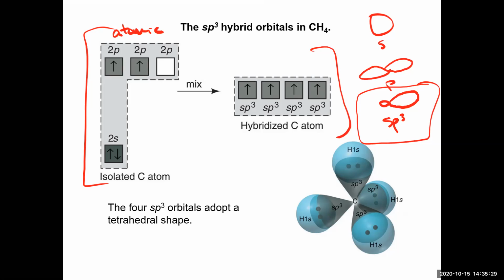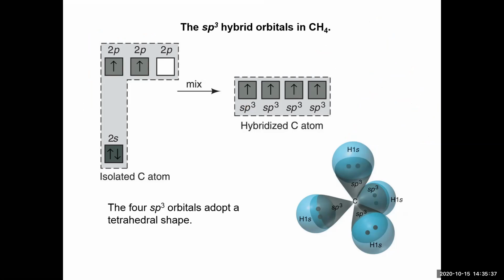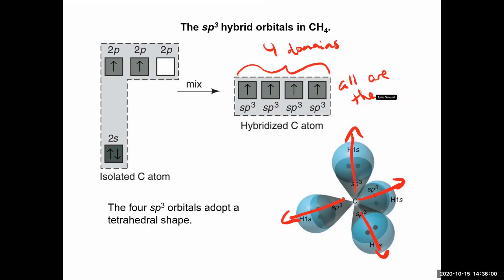The 3 comes from how many p orbitals are involved in the hybridization. So there's a total of 4 domains. We talked about electron domains, 4 directions. 1, 2, 3, 4. 4 domains, it needs 4 hybridized orbitals where they're all the same. So to get 4 domains, it takes one of them from an s orbital.